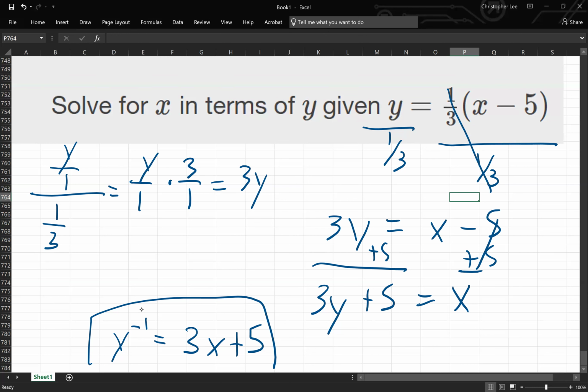Questions on this? This is how you find the inverse. As long as you can do this, I mean, this is like 75% of your homework. Is this one question right here?